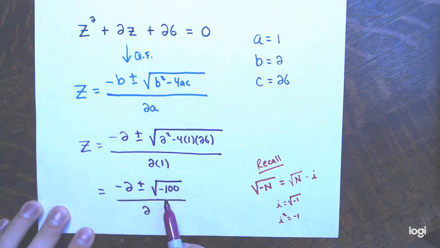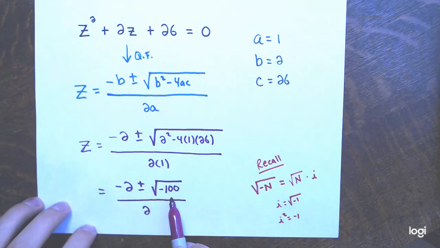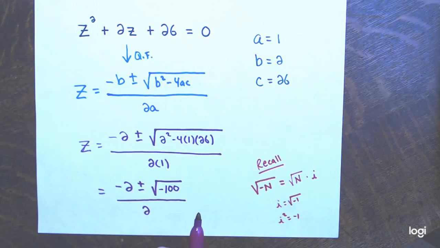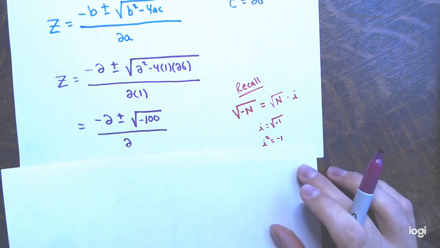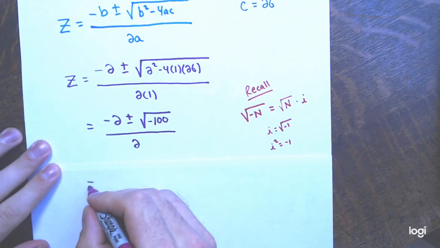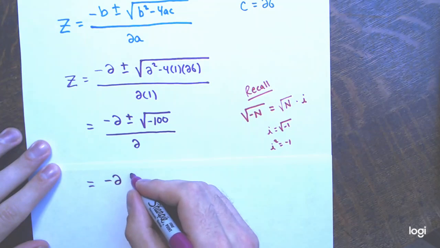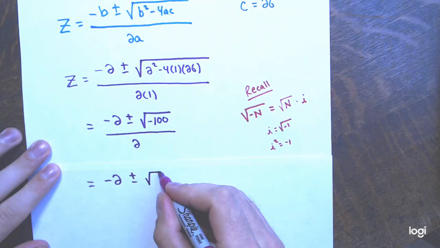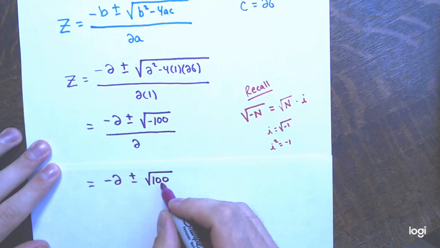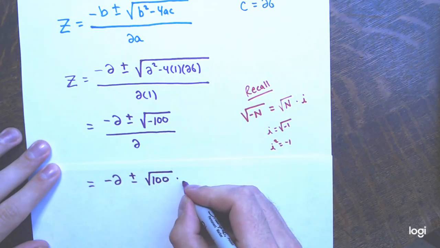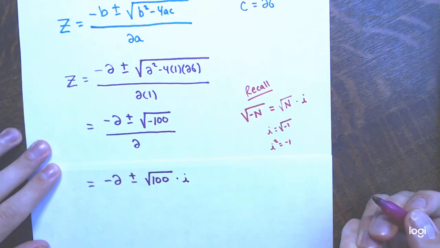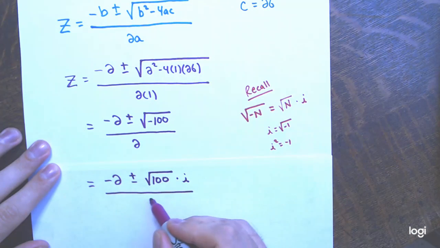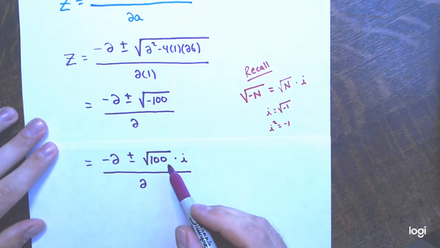So we'll keep that in mind in a second here, and then all this divided by 2 times 1 is 2. So the square root of negative 100, I am going to rewrite as a pure imaginary number. So I have negative 2 plus or minus, and then the square root of negative 100 is the square root of positive 100, that's a real number, times the imaginary unit i.